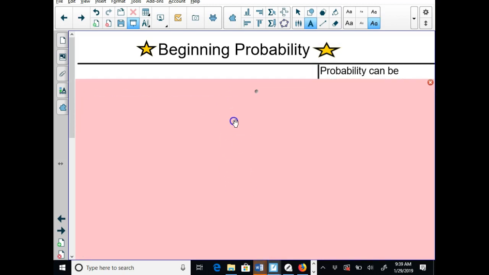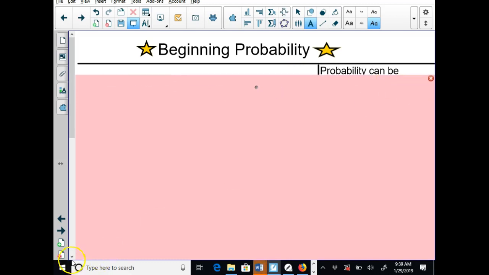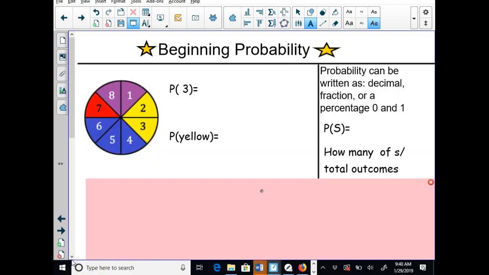Now I want to talk about just beginning probability, and what I want you to do is draw this spinner that I'm going to show you in a second. So we have this spinner here, right? And it has different numbers and different colors on it, and we want to know some things about this for playing a game. Yes, I know there's not an actual spinner on there, but you can imagine it, right?